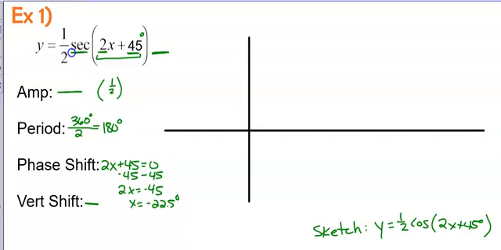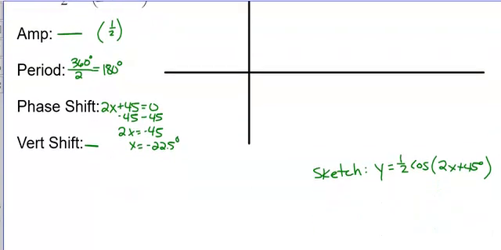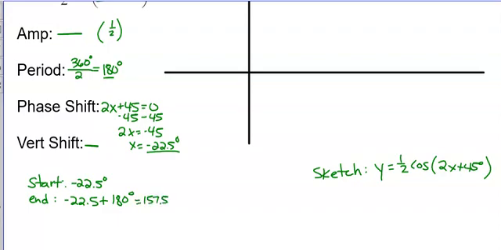Okay, to figure out what this graph looks like, I like to figure out where we're starting and where we're ending a period. So we are going to start right here at negative 22.5 degrees, and we are going to end 180 degrees later, because that's our period. That ends up being 157.5 degrees. So, some weird numbers.